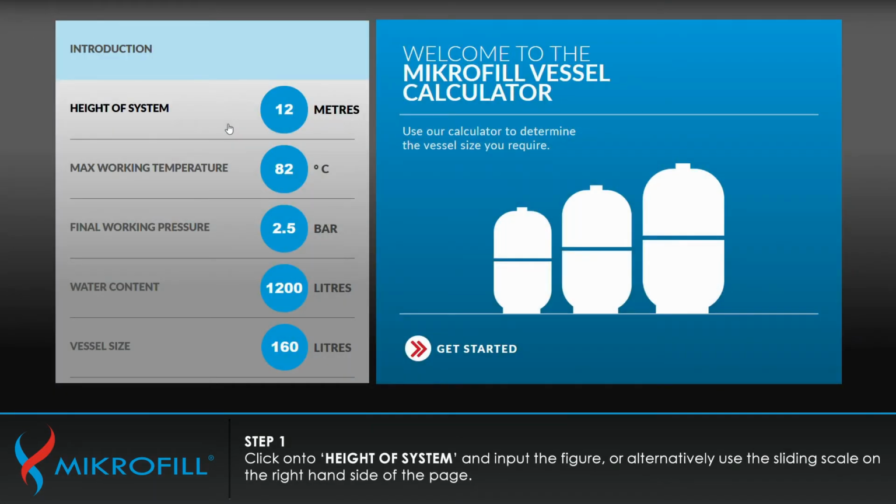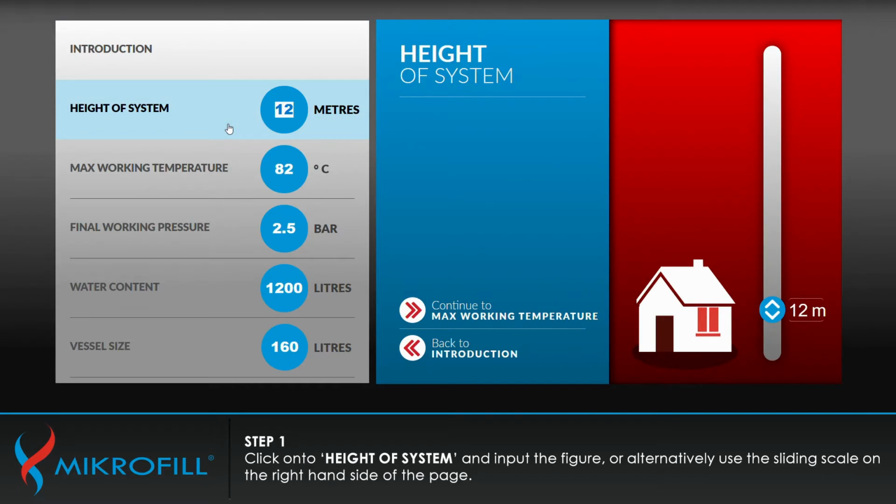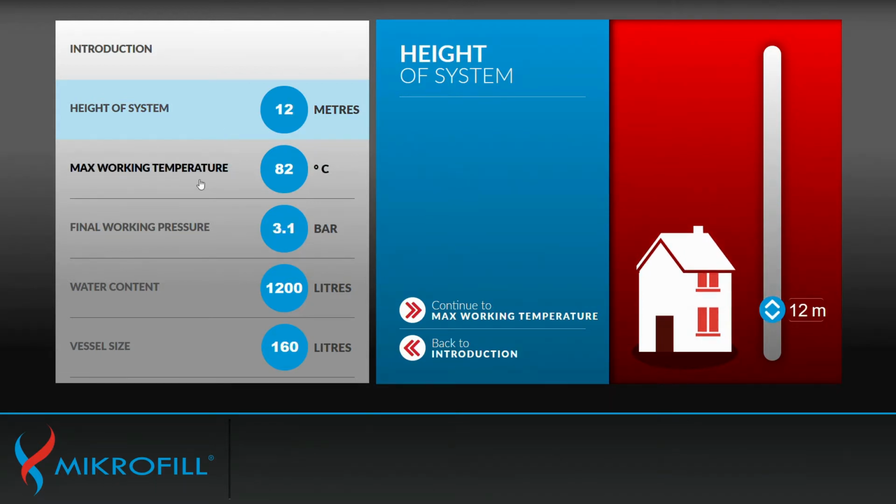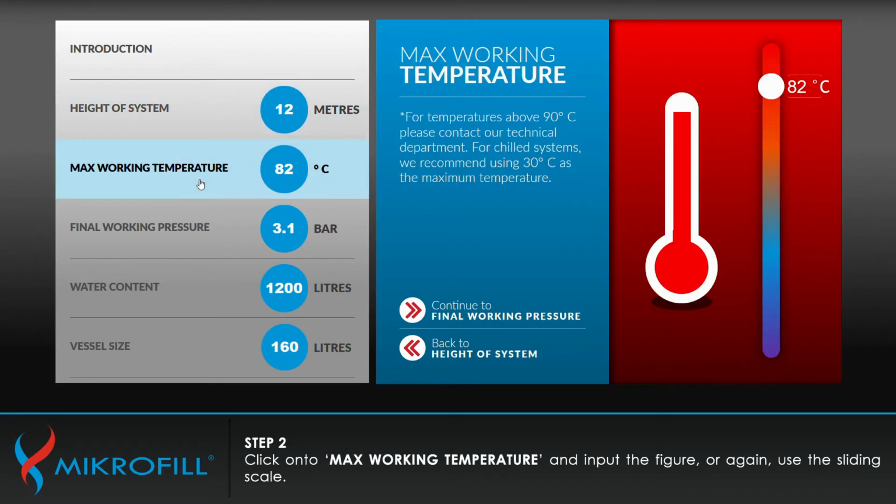Step 1. Click onto Height of System and input the figure, or alternatively use the sliding scale on the right-hand side of the page. Step 2. Click onto Max Working Temperature and input the figure, or again use the sliding scale.